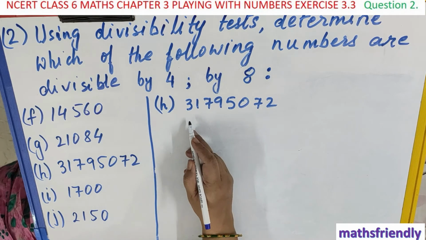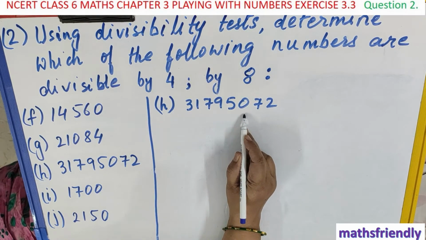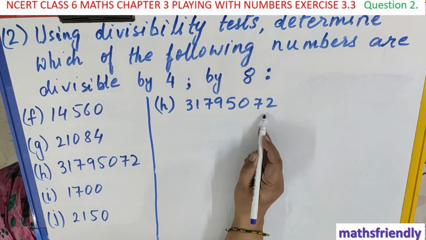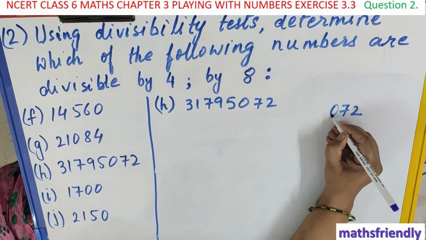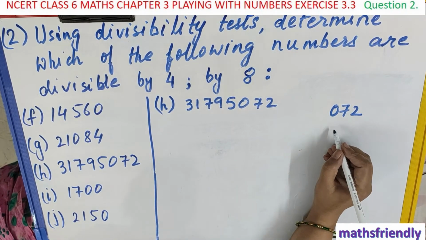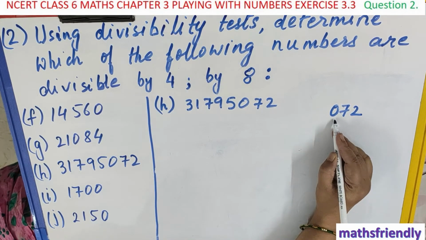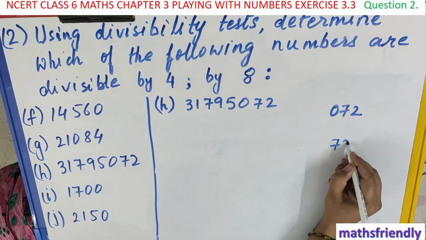Now let us check whether this number is divisible by 8 or not. For this we have to check the number formed by the last three digits, whether this last three digit number is divisible by 8 or not. The last three digits are 072, and the number which is formed with these three digits is 72.